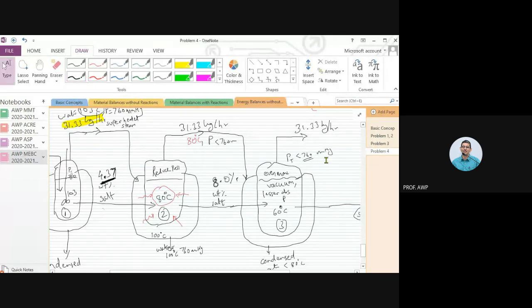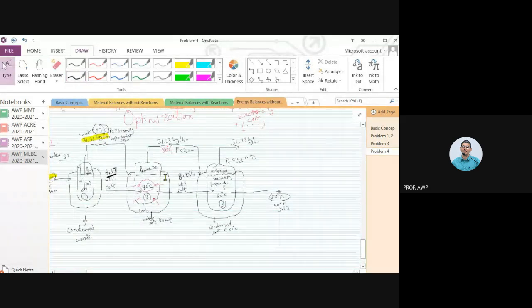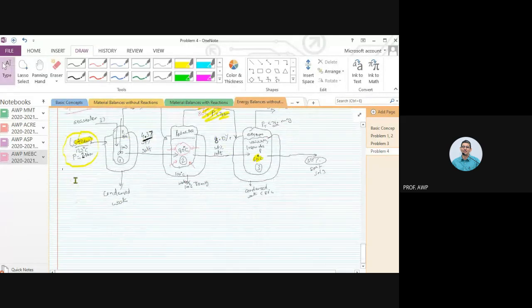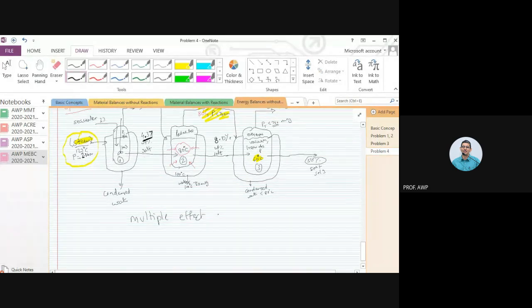But then I have utilized this heat from here, and I'm sending this to atmosphere. So I may waste that heat because it's already at a low temperature, 60 degrees centigrade, right? Thereby, the amount of steam consumed will be even lesser. So this is called a multiple effect evaporator. Okay.